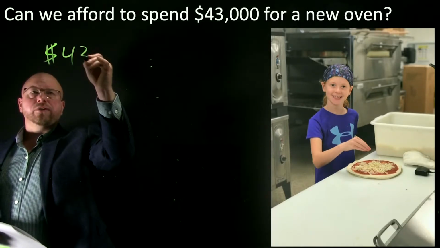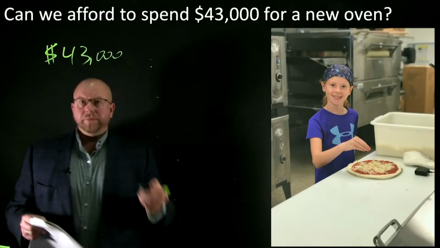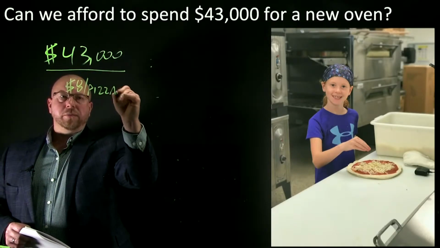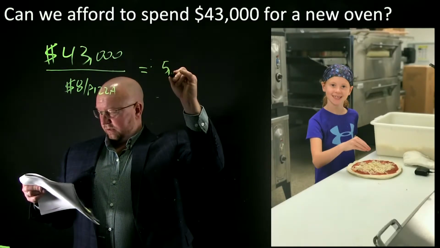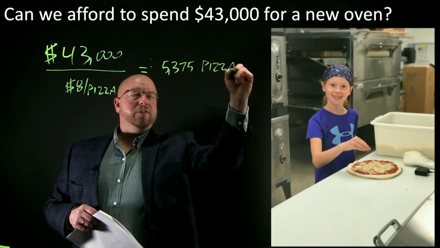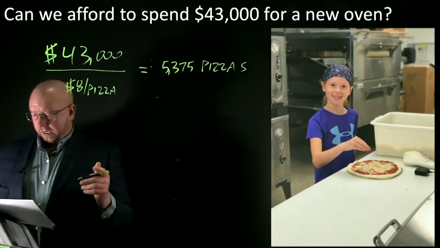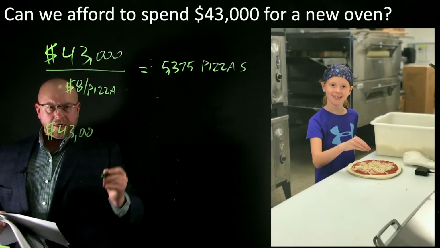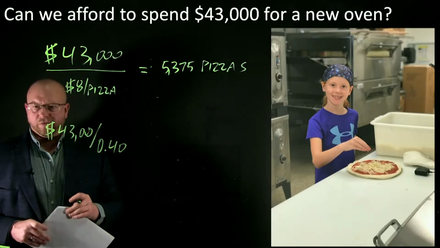Well, let's take a look at it two different ways. If we spend $43,000 to purchase an oven and every pizza gives us $8 of contribution margin, then essentially we would need to sell 5,375 pizzas to generate enough contribution margin to pay for that oven. Another way to look at this is to take a look at the dollar investment, $43,000, and then let's divide by the contribution margin ratio. Remember that 0.4 or that 40%?